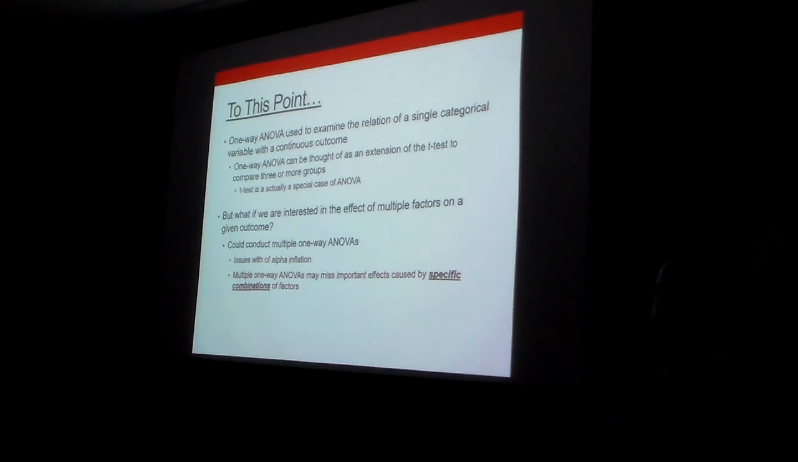The problem is we now have additional issues with alpha inflation, right? Because we're just running a bunch of tests. We're concerned about that for all the reasons we talked about before. But also we might start to miss specific stuff due to combinations of factors. Maybe if we're looking at income down the road, maybe gender makes a difference for some types of majors. Maybe differences in income across majors aren't the same for both men and women. Maybe there's something else going on there. Maybe the combination of these two things starts to become important.